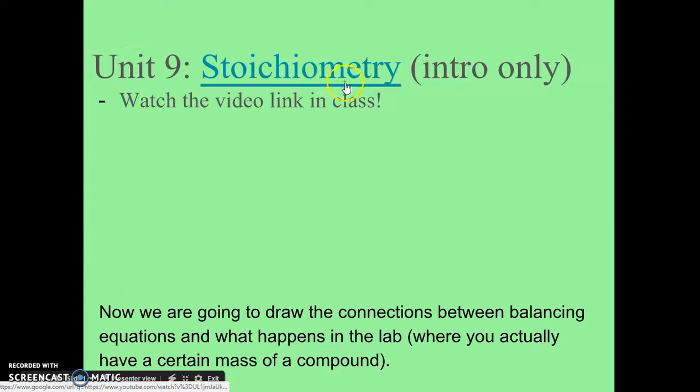So this is Unit 9, Stoichiometry. There is a video linked to this. We will watch it in class, so don't worry about doing this. This will just be the first thing that we do in class. The point of this is we're going to draw connections between our balanced equations and what happens in the lab, or what actually happens in a chemical reaction.